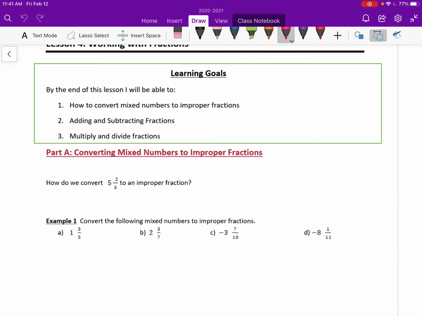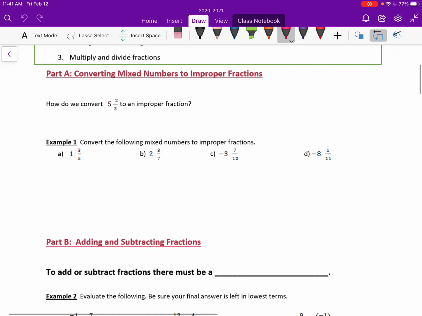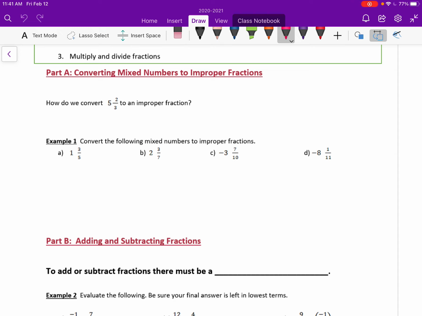By the end of this lesson, you will know how to convert mixed numbers into improper fractions. You'll be able to add and subtract fractions as well as multiply and divide them. So we're going to start off with part A, which is converting mixed numbers to improper fractions.